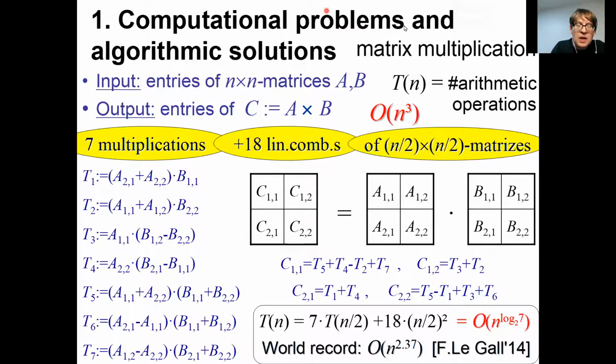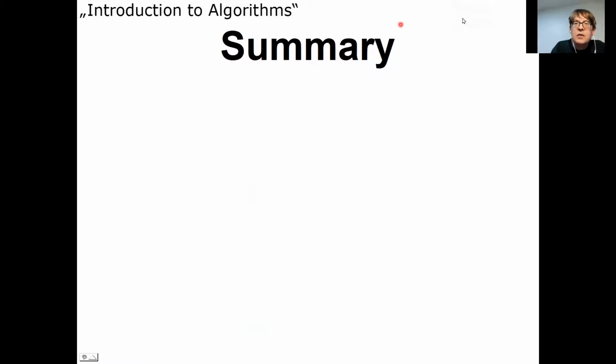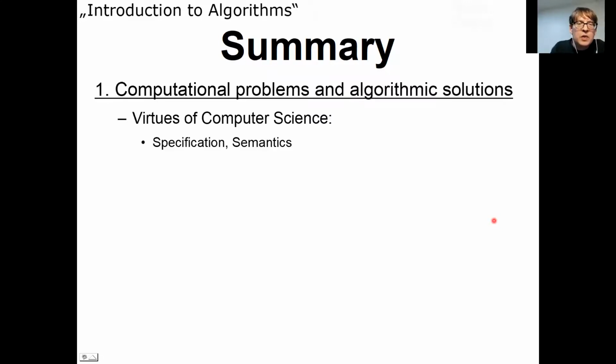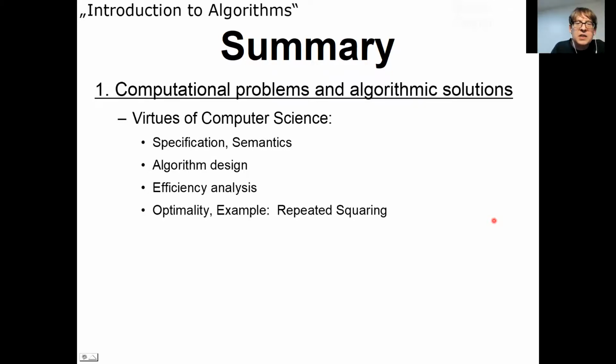Okay, so that being said, let's now recap chapter 1, Introduction to Algorithms. We talked about computational problems and algorithmic solutions via the virtues of computer science: specification, semantics, algorithm design, efficiency analysis, optimality of algorithms. If they're not optimal, start over again with a better algorithm design, better analysis. And we've discussed this with the example of repeated squaring, where our first algorithm had linear cost, and then repeated squaring had logarithmic cost, and then we proved that logarithmic cost is optimal.